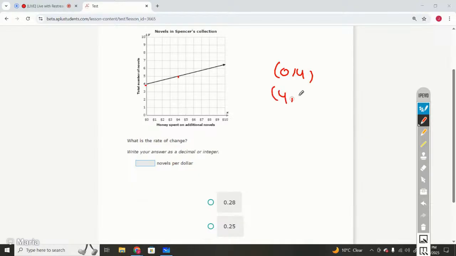X is 0, y is 4. X is 4, y is 5. So the slope is change in y, that is 5 minus 4, and change in x, so that is 4. 1 over 4 equals 0.25. The correct option is 0.25.